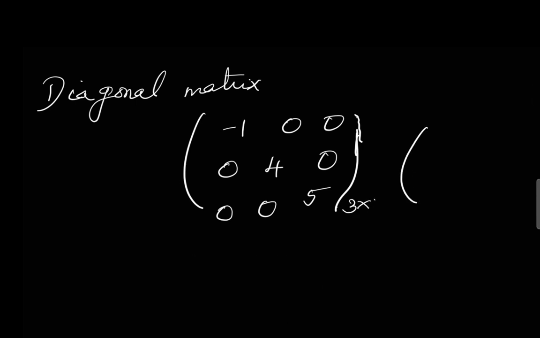This is a 3 by 3 matrix. In the 2 by 2 matrix, -1, 4. So the other elements are 0. It is a diagonal matrix.